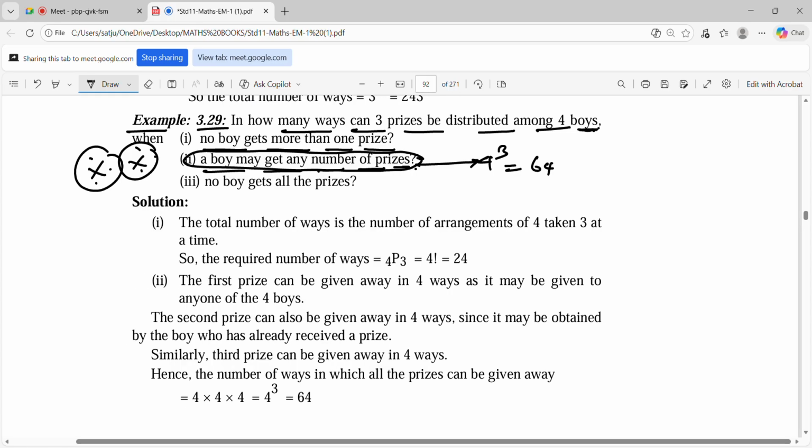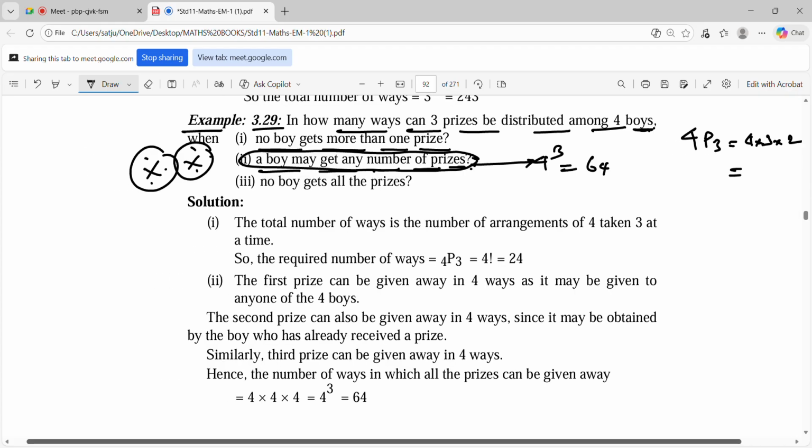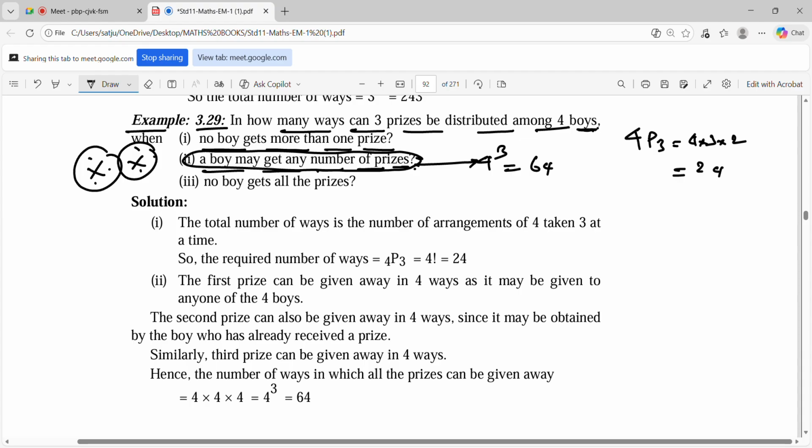But for the first question you have to be very careful. No boy gets more than 1 prize means what? All the boys getting 1 each. So therefore 4P3. What is 4P3? 4 into 3 into 2, so therefore 24. Guys, getting the first question? The number of arrangements of 4 taken 3 at a time. This is the first one. Guys, getting this one?